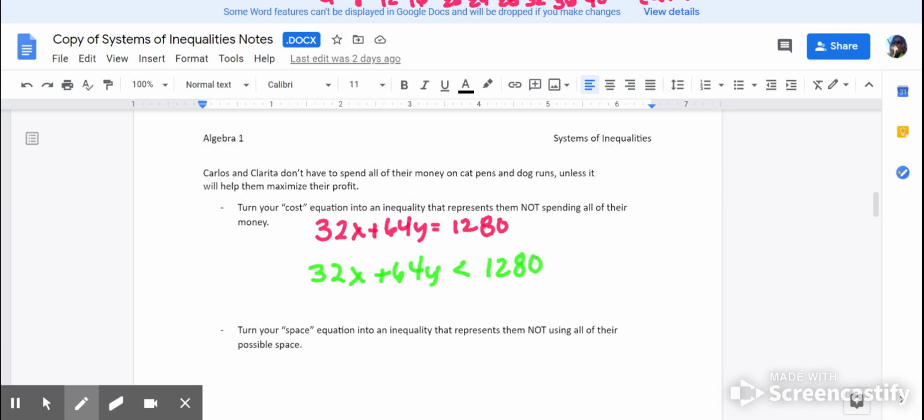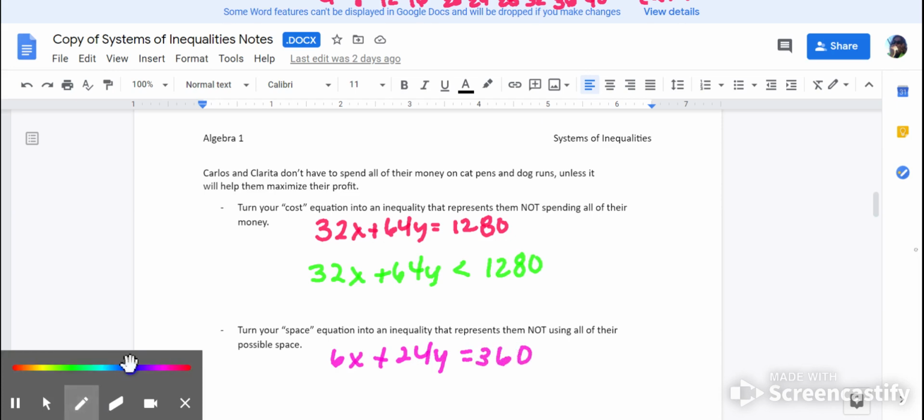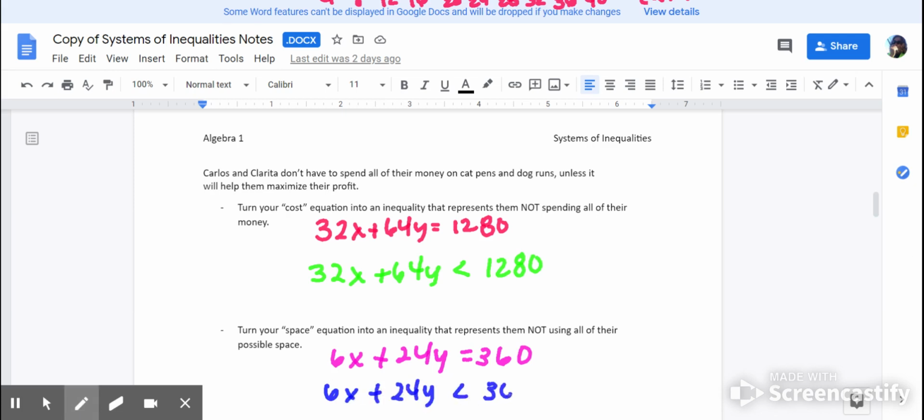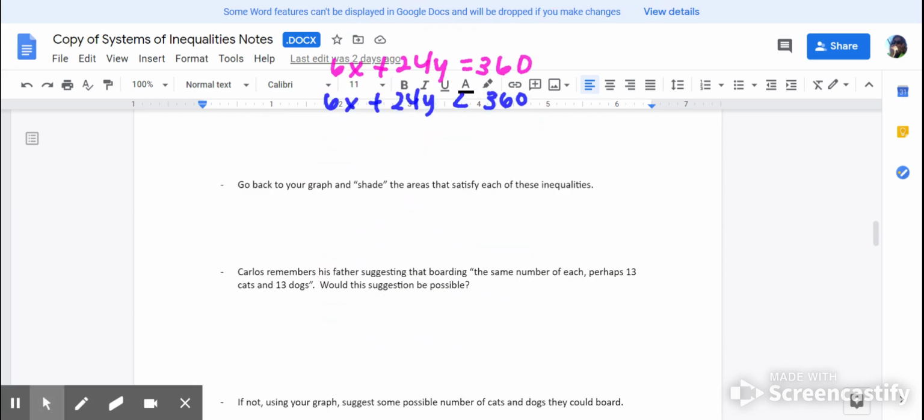Then they want us to turn the space equation into them not using all of their space. So their space equation was 6x plus 24y equals 360. We don't want them to use all their space, so it'll be 6x plus 24y is less than 360. Then it tells us to go back to the graph and shade the areas that satisfy each of these inequalities. Remember, both of these will be less than, so we're going to shade below each line that you've graphed. Again, you can refer to the image that's on Google Classroom under the notes.